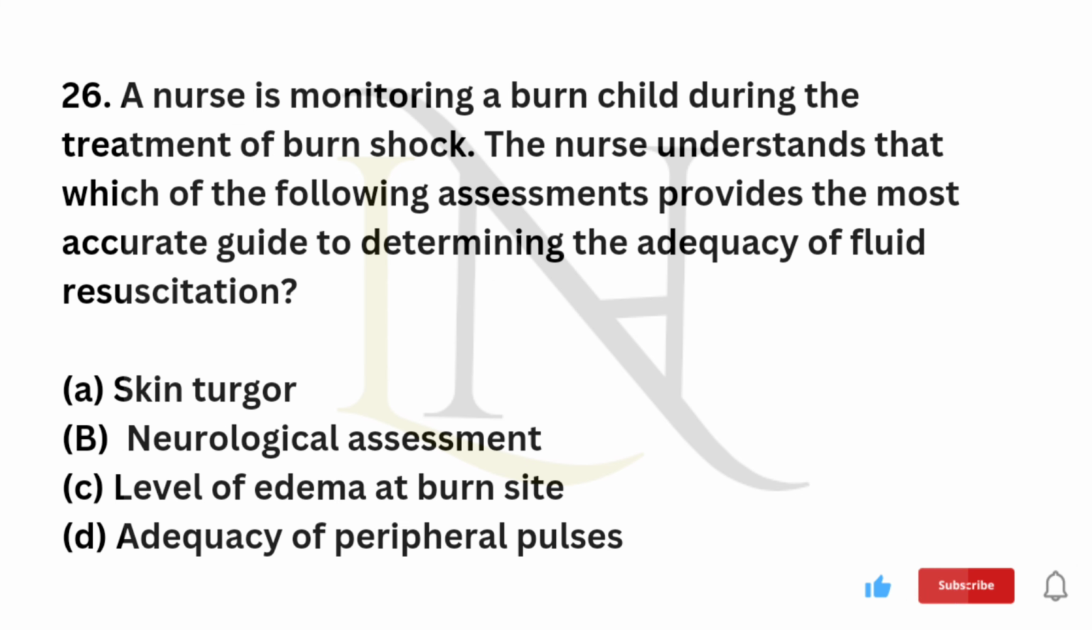Next MCQ. Nurse is monitoring a burn child during the treatment of burn shock. The nurse understands that which of the following assessments provides the most accurate guide to determining the adequacy of fluid resuscitation. Option A, skin turgor. Option B, neurological assessment. Option C, level of edema at burn site. Option D, adequacy of peripheral pulses. Answer is option B, neurological assessment is correct. Move to next MCQ.